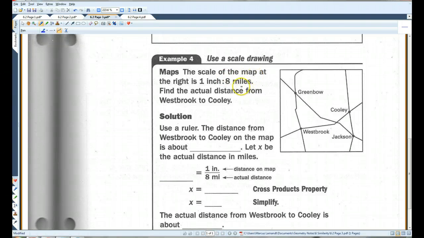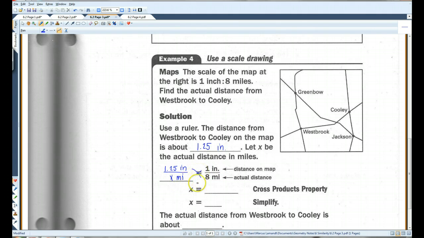The scale of the map at the right is 1 inch to 8 miles. Find the distance from Westbrook to Cooley. Now, some of you might have a ruler. If not, don't worry about it. I'm just going to tell you that the distance from Westbrook to Cooley on the map is about 1.25 inches. Okay, let x be the actual distance in miles. So, 1.25 inches is some value in miles. And this is the scale, 1 inch over 8 miles.